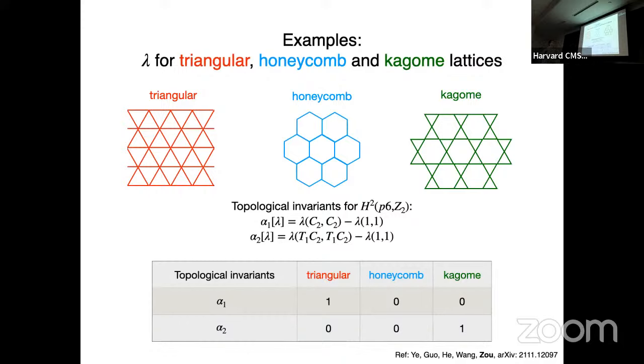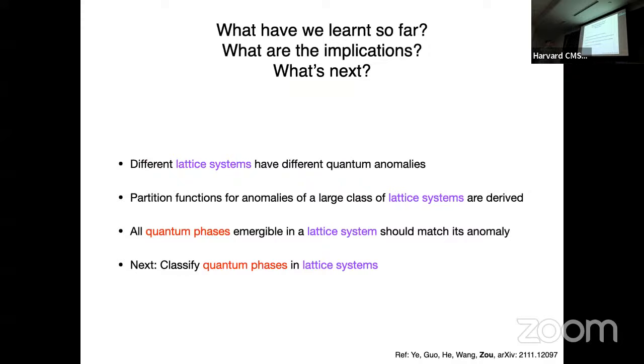Okay, so let me summarize what we have learned so far. We have seen that different lattice systems have different quantum anomalies. And those quantum anomalies can be viewed as the manifestation of their fictitious bulk. And the bulk can be characterized by those partition functions. The partition functions for a large class of experimentally relevant lattice systems have already been derived in this paper. And this is useful because, as we mentioned before, all quantum phases that can emerge in these lattice systems should reflect the properties of the bulk. In another language, they should match the anomaly. And this is what we will use next to classify quantum phases in lattice systems.